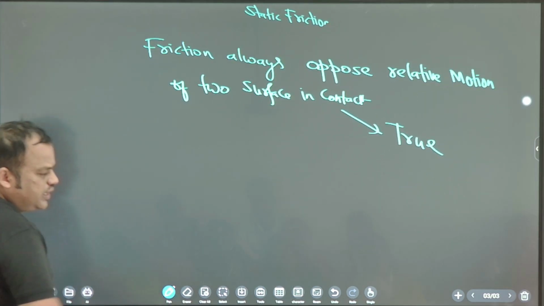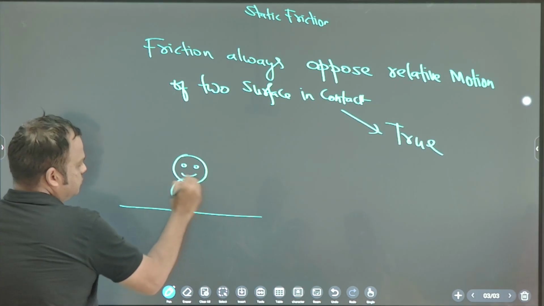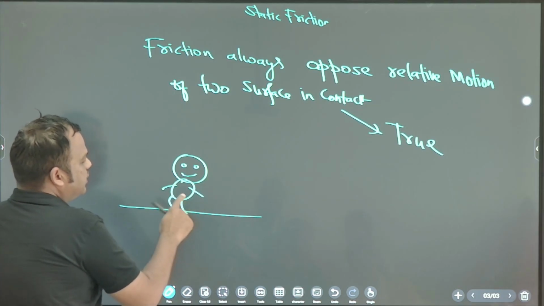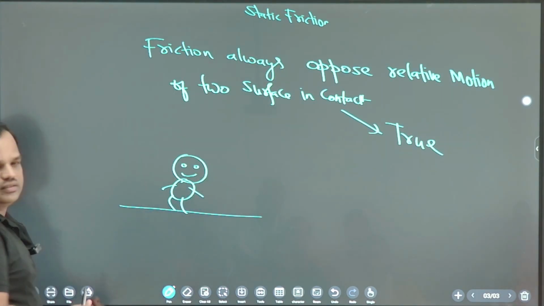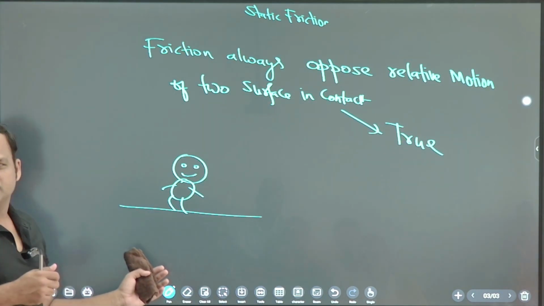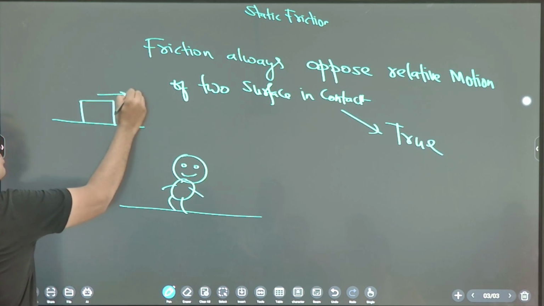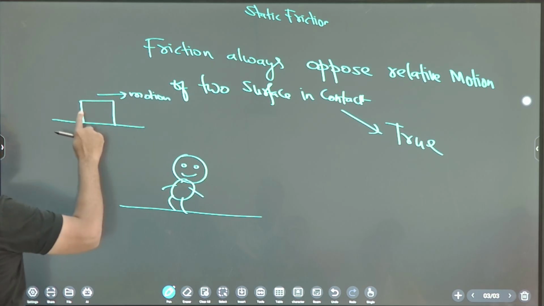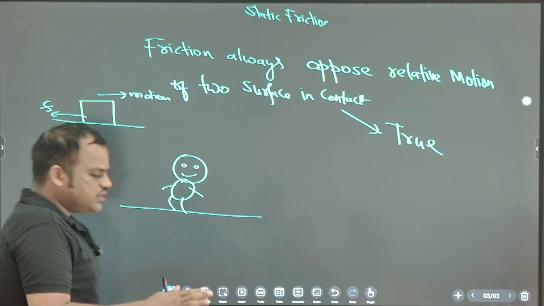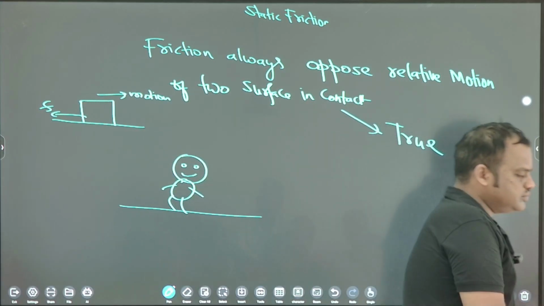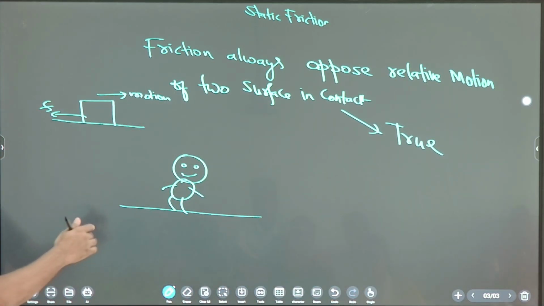So walking is also relative motion. See, suppose you want to walk. Now you will say that you are walking right side. So how is friction also right side? Friction should be opposite. When sliding is there, like this box, suppose the box is moving right side. Now it is sliding, so friction is where? Left side. But walking is not sliding. I am walking. Is it sliding? No, this is not sliding. This is sliding.